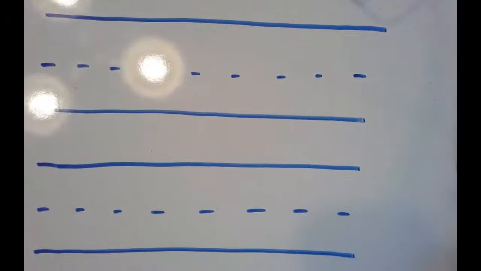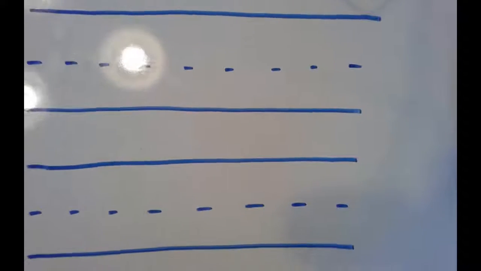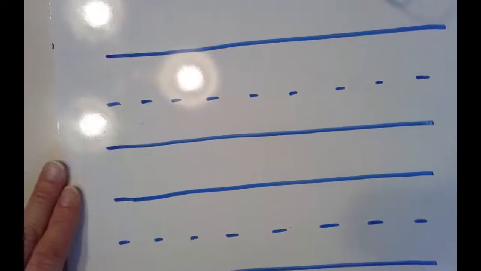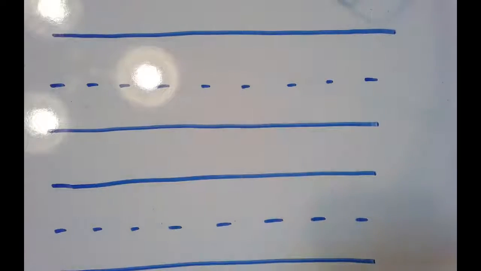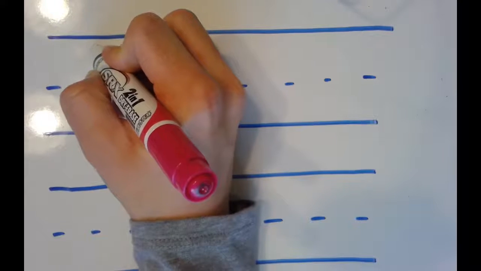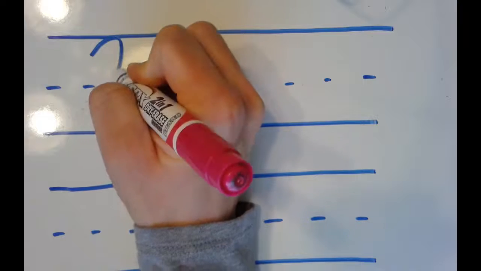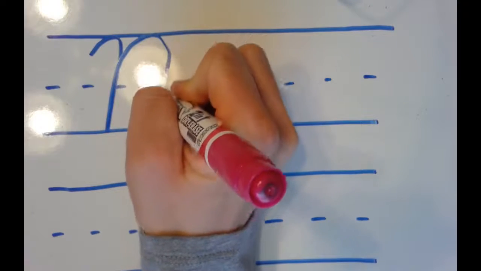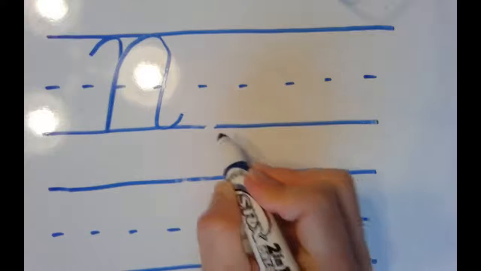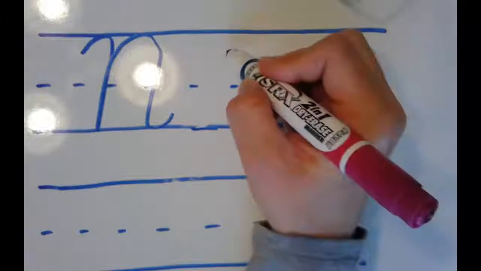So, cursive N, very similar to cursive M. It just has one less hump. So you start here, just like you did with the cursive M. Come up and then slide back down, all the way to the bottom. Up, up, up, up again. Back down to make one hump, and then a little hook. Capital N. Okay, let's do another one.